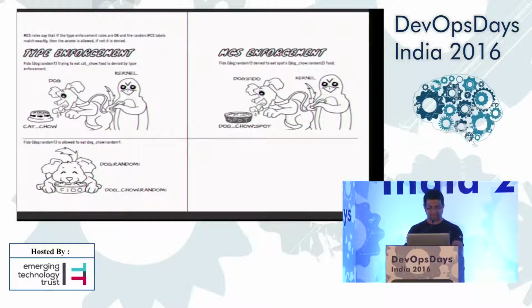So if you see here, this is like dog random 1 for one dog, and then dog random 2 for another dog. So if the Fido dog, which is another breed, tries to eat the food of the other dog, it does not allow it. So it again blocks it. So that's basically a very simple way of describing it.